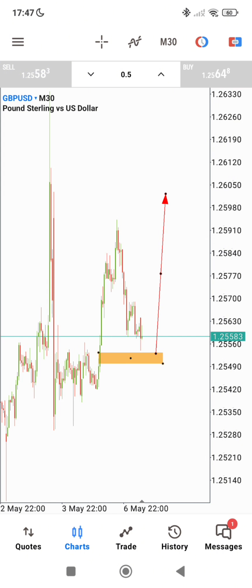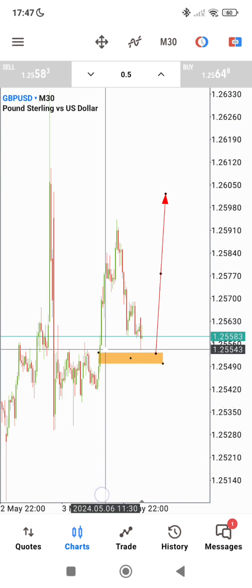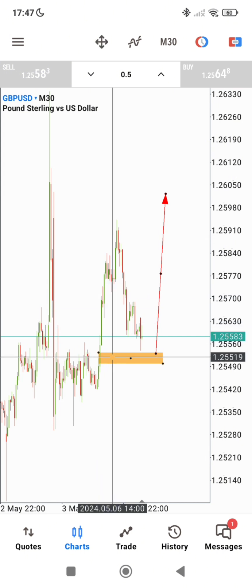What you will do is you are going to take this crosshair and you hover over the level you anticipate that price will come to. Now look to the right. What is the price? 1.25519. This price is below the current market price. You are going to copy that somewhere, don't forget.